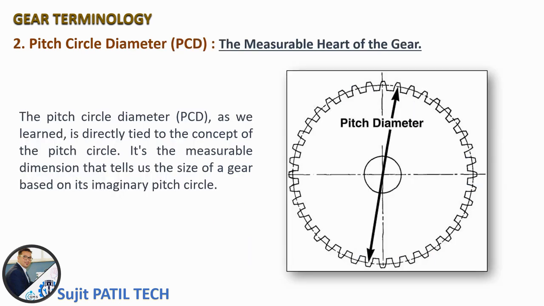2. Pitch circle diameter, PCD. The measurable heart of the gear. The pitch circle diameter, PCD, as we learned, is directly tied to the concept of the pitch circle. It's the measurable dimension that tells us the size of a gear based on its imaginary pitch circle.